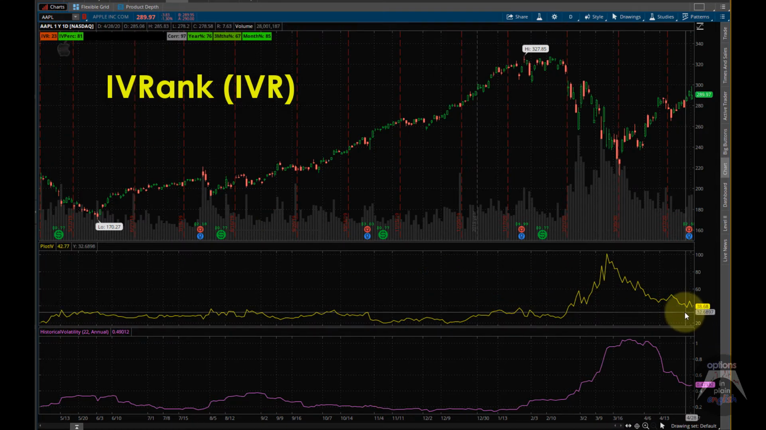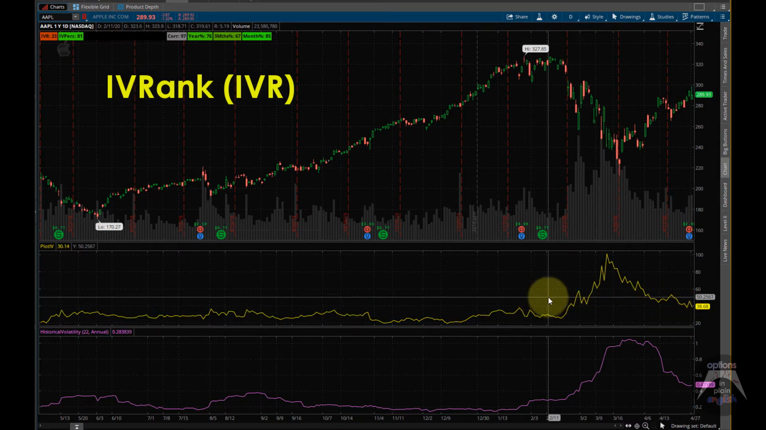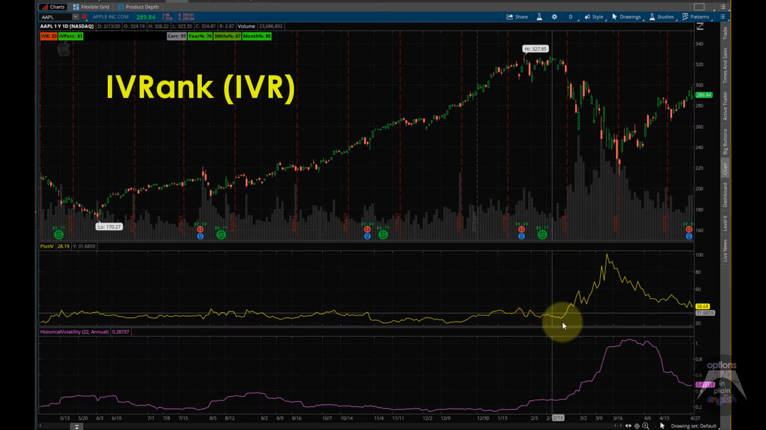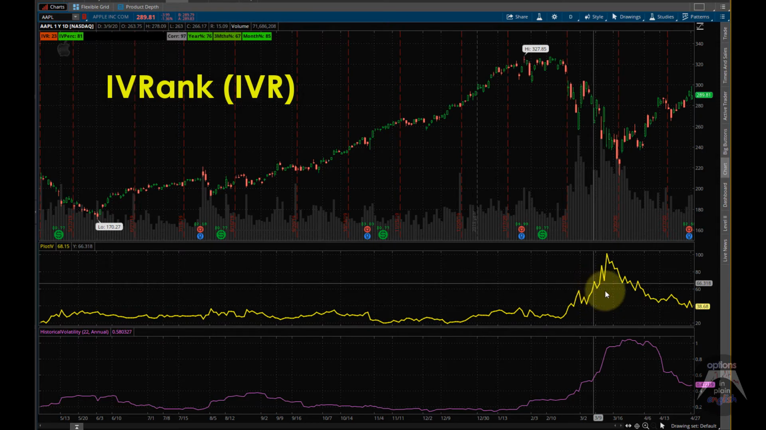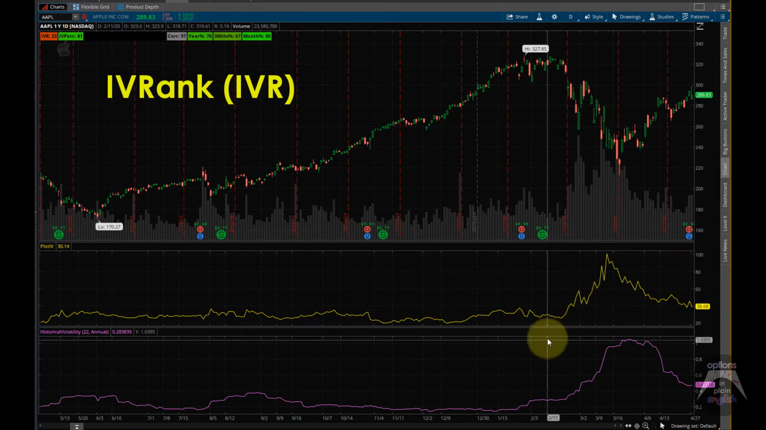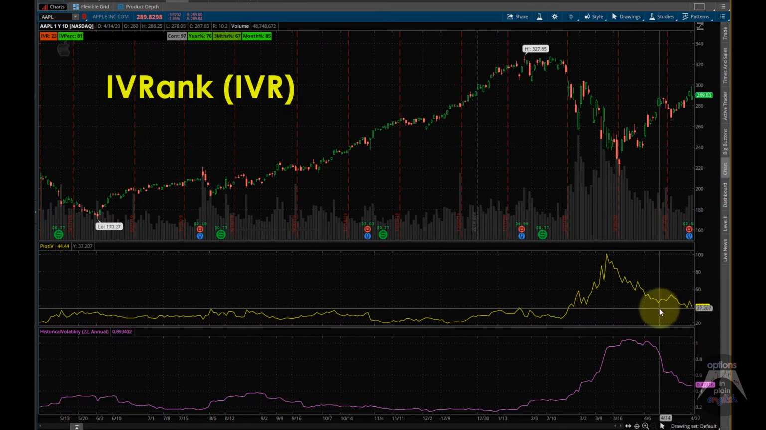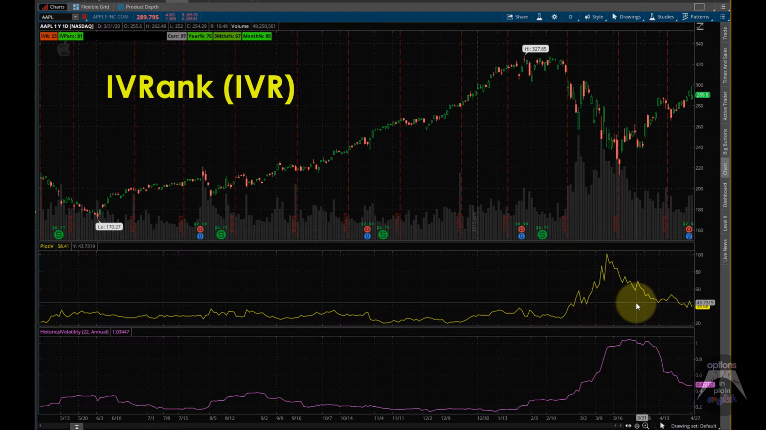So if I tell you Apple has an implied volatility of 38, that might not tell you much because you don't know how much Apple usually moves. But if I tell you the IVR is 23, it means, okay, on a scale from 0 to 100 over the last year, we are at the 23 level. And that's what IVR tells you.